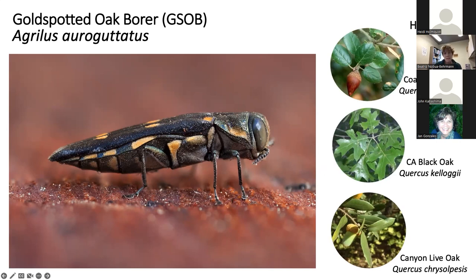So it does attack three kinds of oaks here in Southern California. The coast live oak and the California black oak are the preferred hosts, but they can also attack canyon live oak. And we have seen them attacking Engelmann oak, although it does seem like that only happens when the populations are super high on mostly host trees like coast live oak surrounding an Engelmann oak. We haven't seen it attacking a single Engelmann oak around.